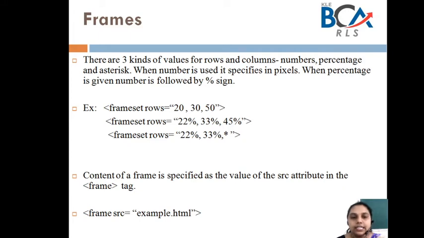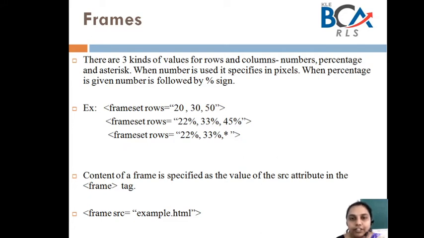The third one is when you are going to use the asterisk symbol. Asterisk here stands for the remaining part of the screen. Now see, the total browser window size is going to be 100%. If you take the second example, frame set rows is equal to 22%, 33%, 45%. When you sum this up, it is going to be equal to 100. In the same way, in the third one you can see, the first frame is 22%, the second frame is 33%, and then instead of specifying the value, we have just specified the asterisk symbol. This means the remaining entire part of the screen is going to be your third frame.